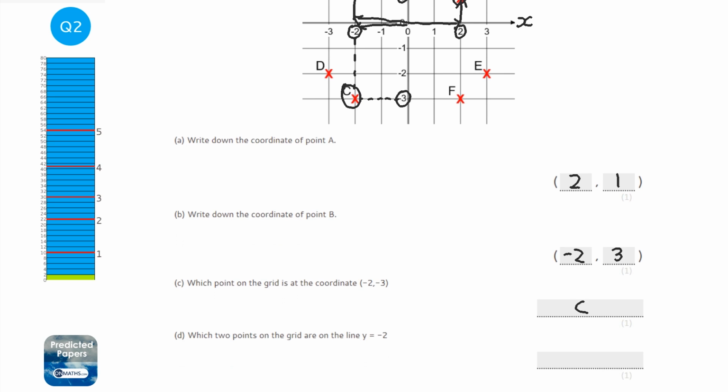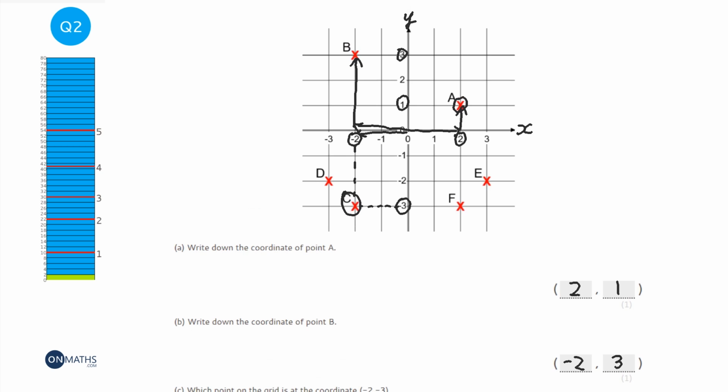Okay, so we're asked which 2 points are on the line y equals minus 2. So we've got to understand what y equals minus 2 is first. Y equals minus 2 is a line where y is always minus 2. Well, we know y is minus 2 here, but also y is minus 2 here, and actually anywhere across this line. And we call that line y equals minus 2 because y is always minus 2 along it.